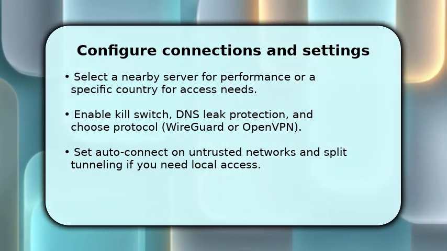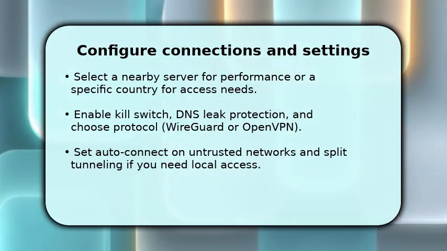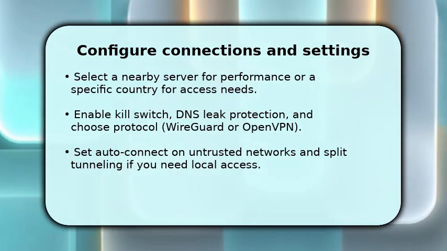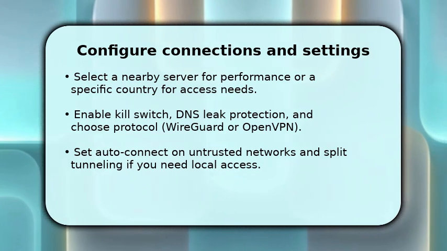Pick a modern protocol like WireGuard for speed or OpenVPN for compatibility. This affects performance and stability. Finally, set AutoConnect on public Wi-Fi and use split tunneling where you need local services.